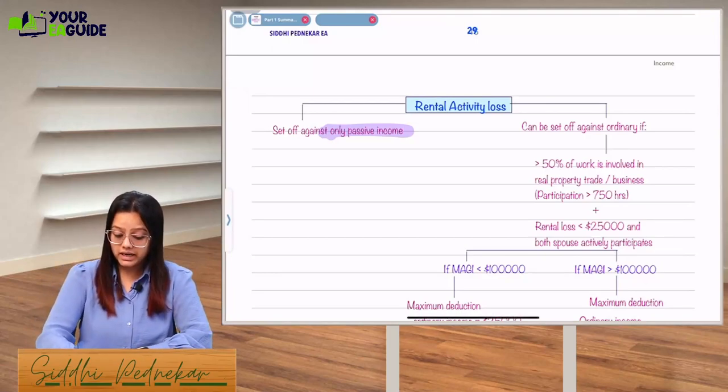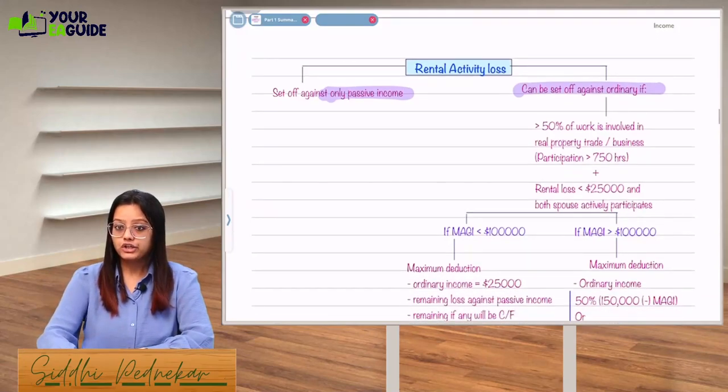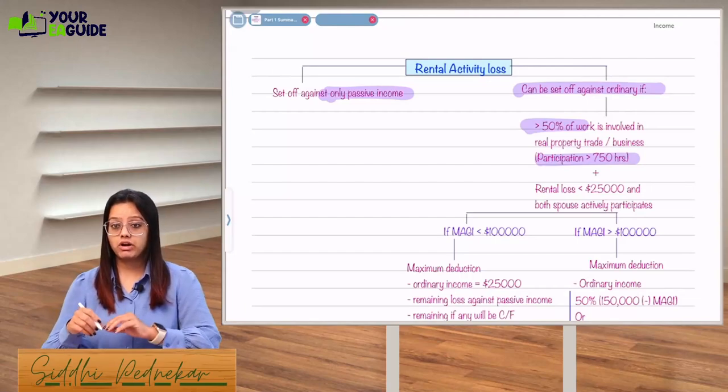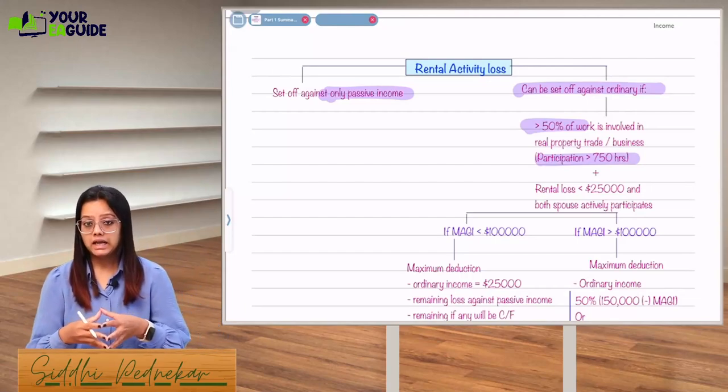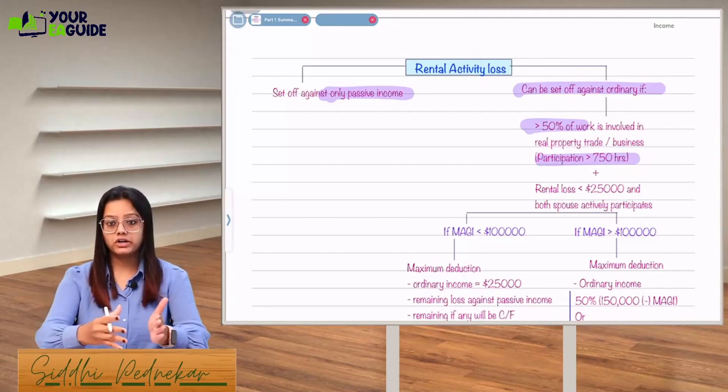Okay, it can be set off against ordinary income only and only if more than 50% of your work is involved in real property and your participation is more than 750 hours, meaning you are actively participating in the Schedule E business. Then only you will be able to offset your rental losses against ordinary income.